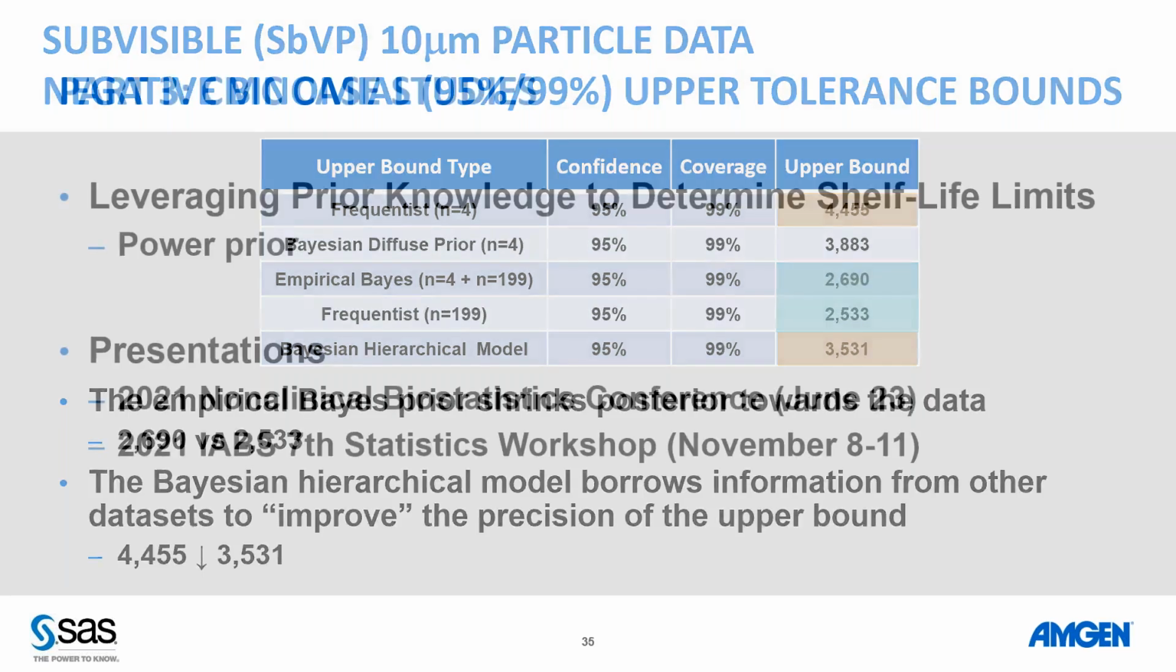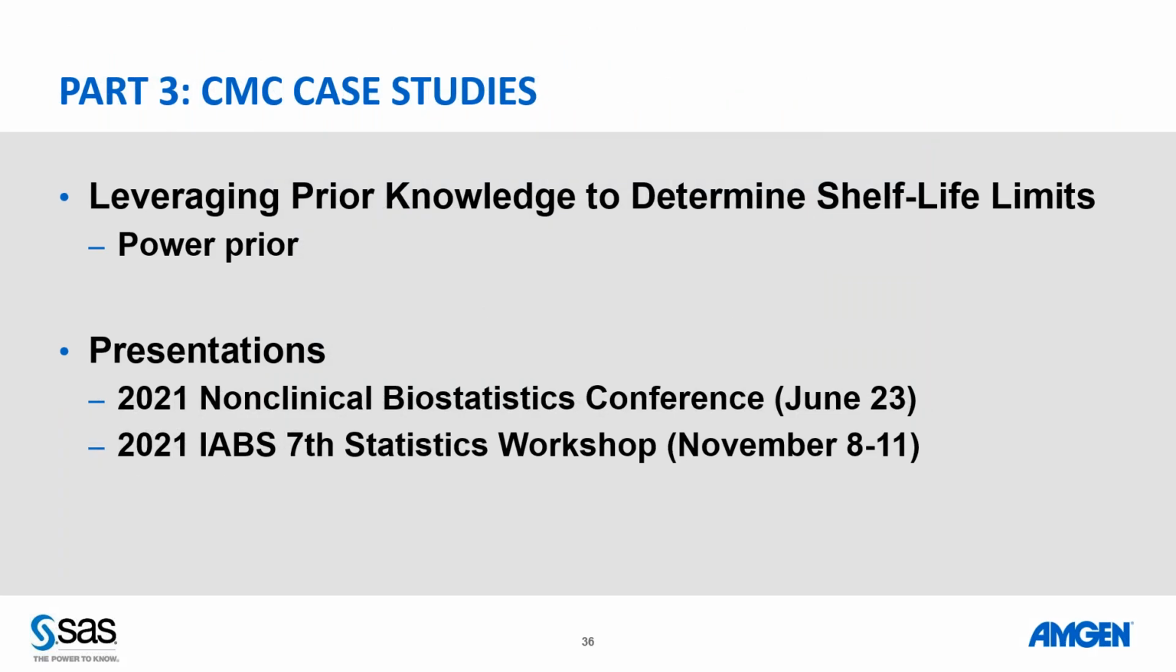Good. So now we're going to get to one of our favorite examples, determining shelf life limits. And this is where we're going to show you how to use a power prior.